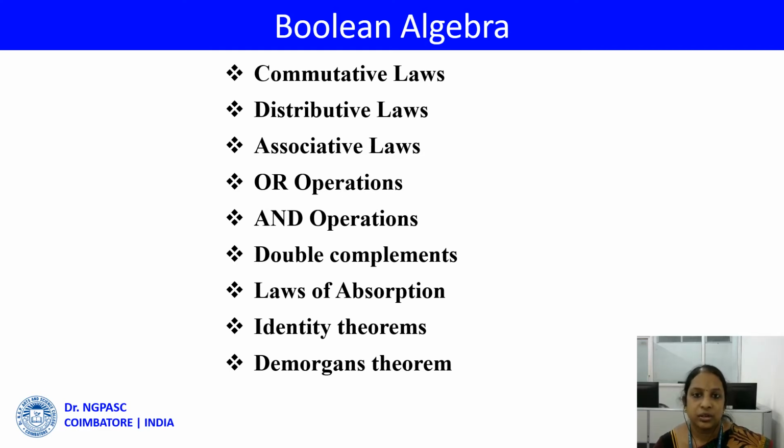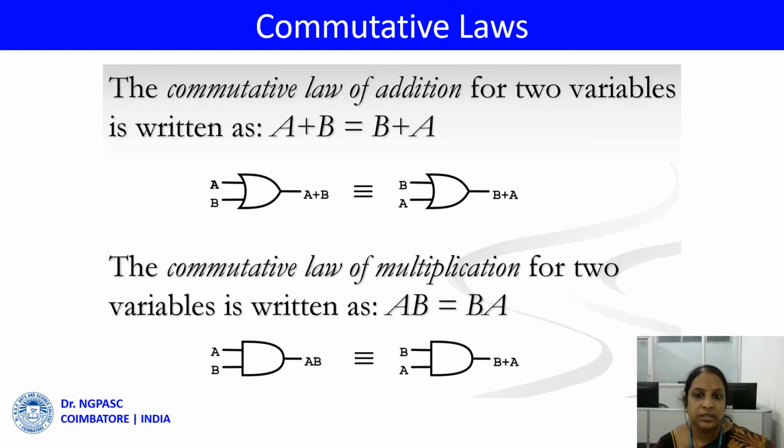So next are the laws of Boolean algebra. There are different types of laws, namely commutative laws, distributive laws, associative laws, OR operations and AND operations, double complements, laws of absorption, identity theorems, and De Morgan's theorems. So first is the commutative laws.